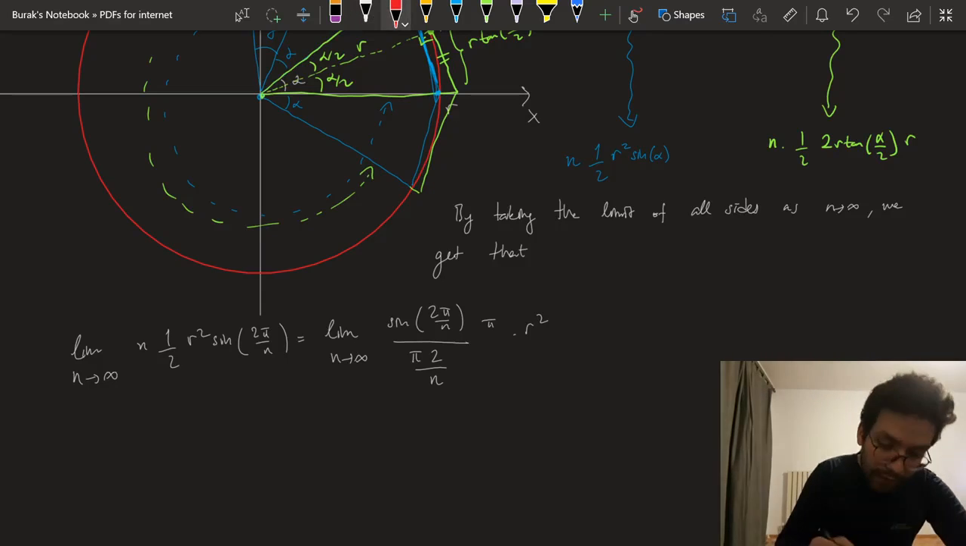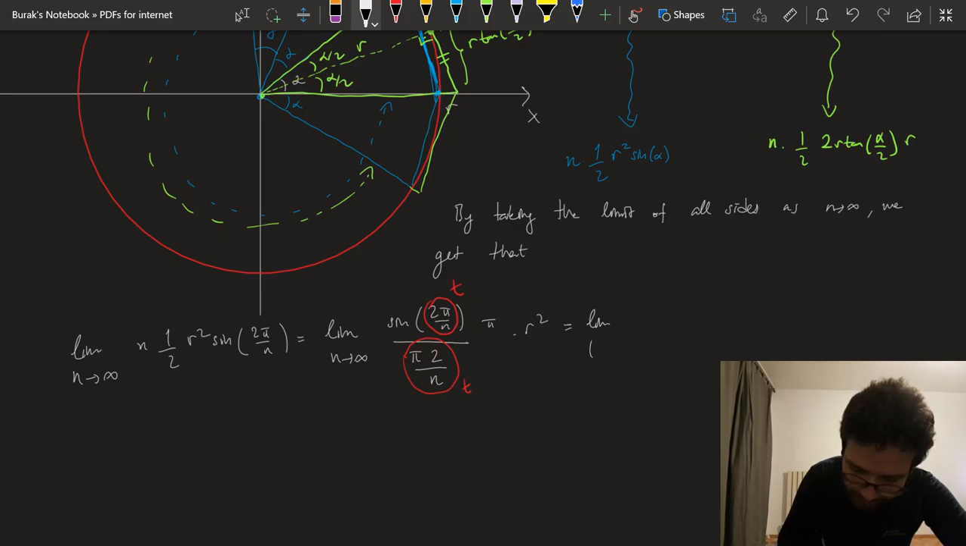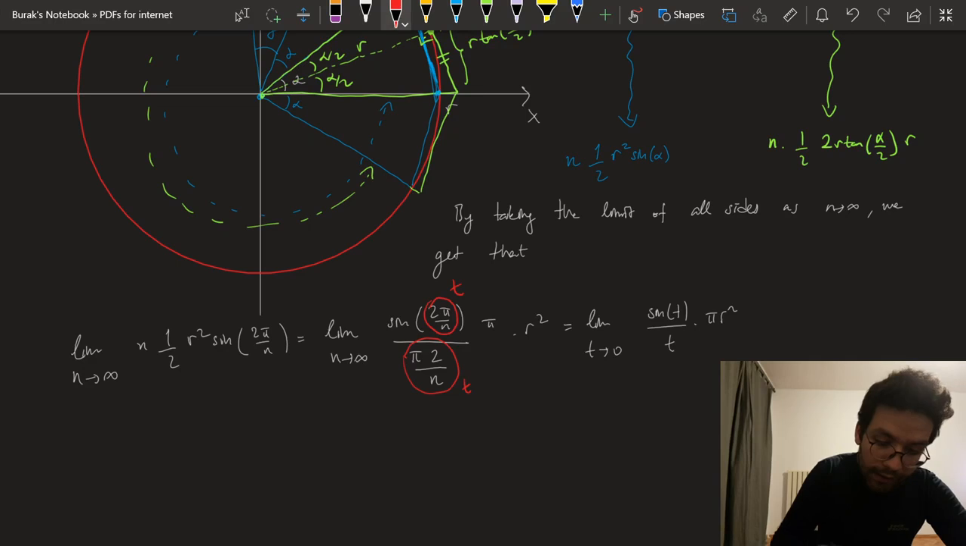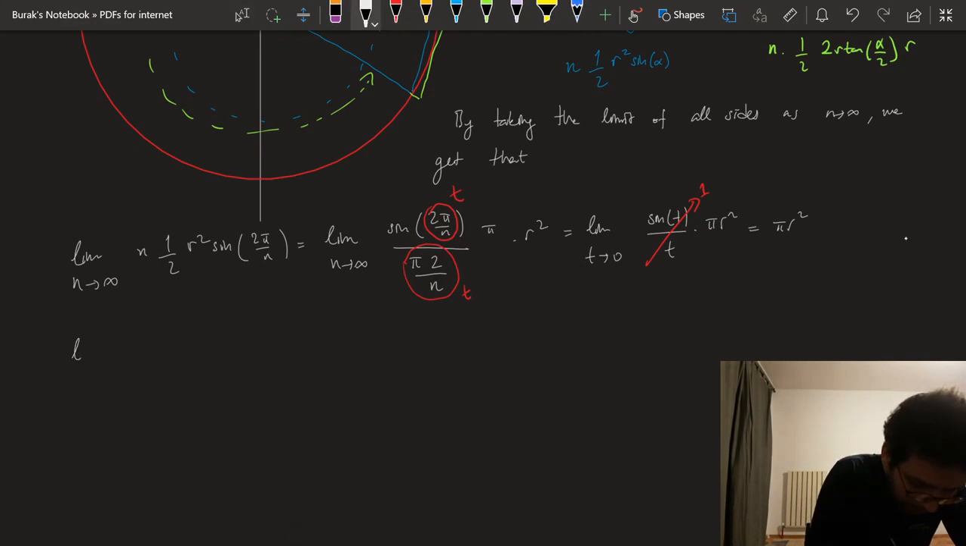Now, if you think of this term here as your t, you'll see that this limit is the same as the limit of sine t over t times pi r squared as t goes to 0. And you know that this limit goes to 1. So this limit is going to be pi r squared, okay? So the limit of the blue expression here, the limit of the left-hand side, is pi r squared. Now, let me take the limit of the right-hand side.